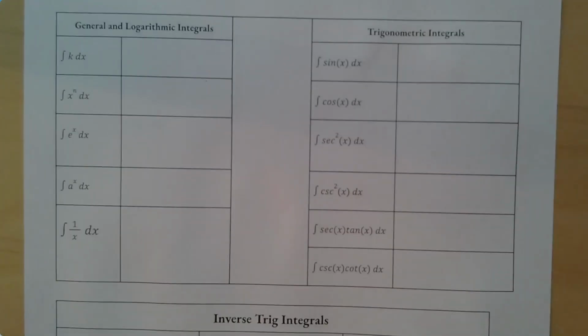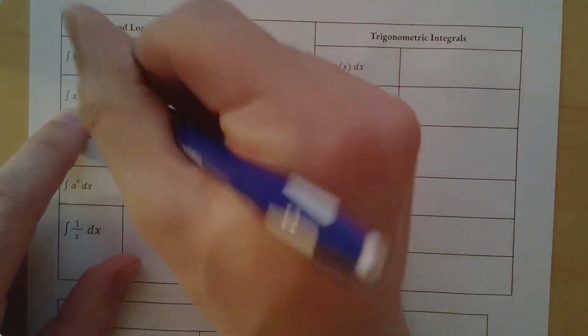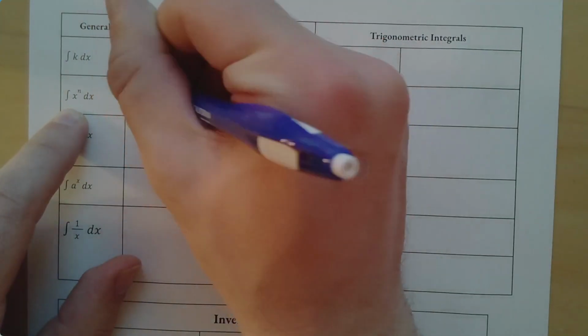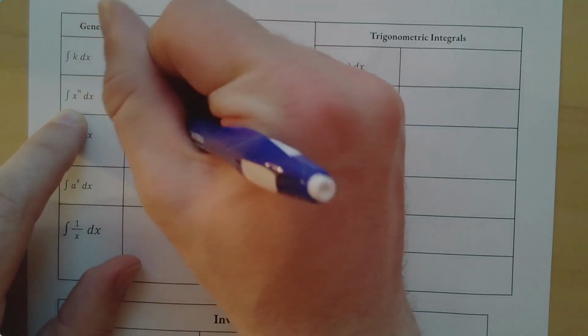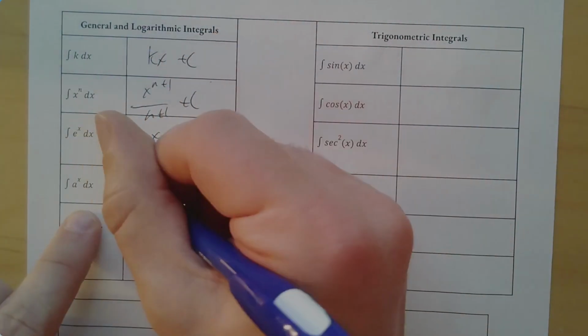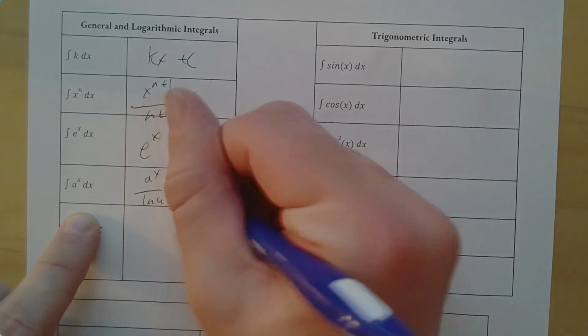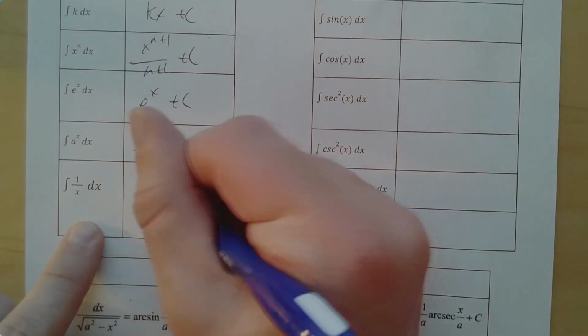Some very popular integrals that you need to know. The integral of a constant k is kx. X to the n is x to the n plus 1 over n plus 1 plus c. E to the x is e to the x plus c. A to the x is a to the x over ln a plus c. And 1 over x is ln of the absolute value of x plus c.